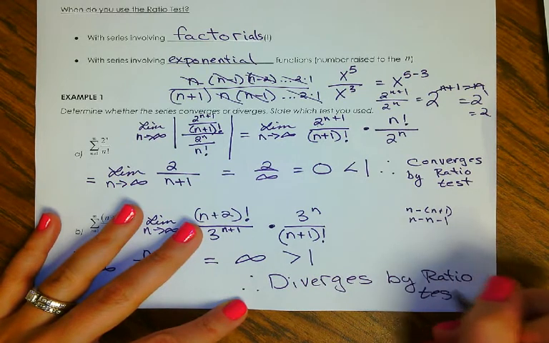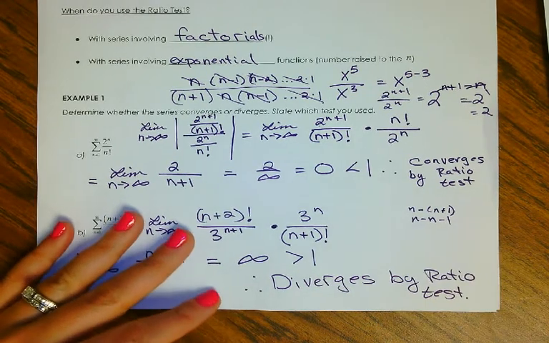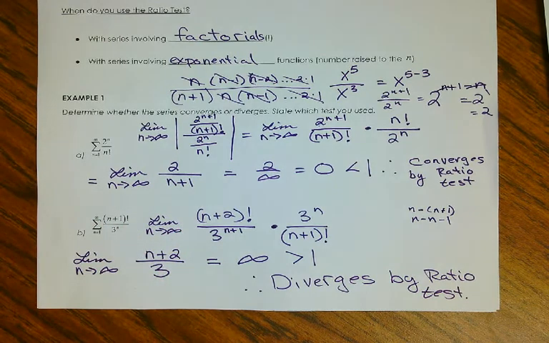Okay, so there's an example of one that converges and one that diverges. And then on the second page there's a couple more examples. I'd encourage you to pause the video, see if you can get the next one started, and then I'll go back and walk you through the next one.